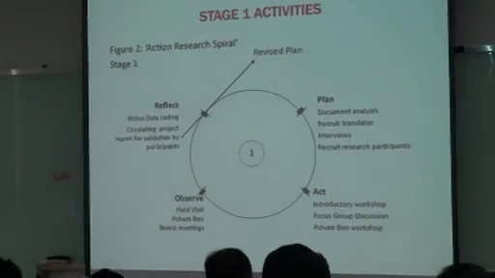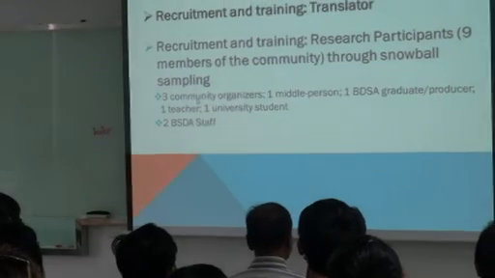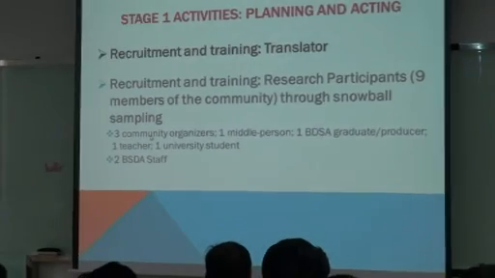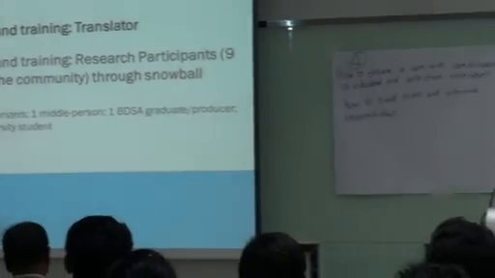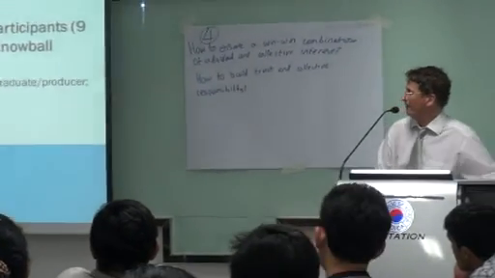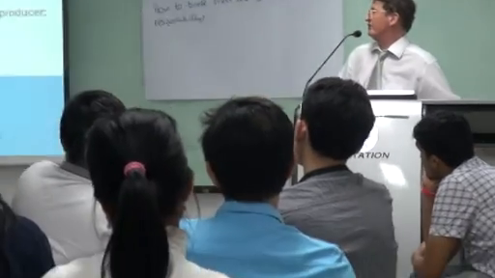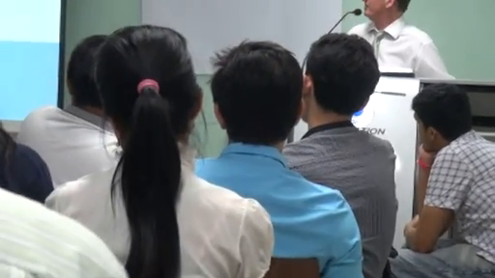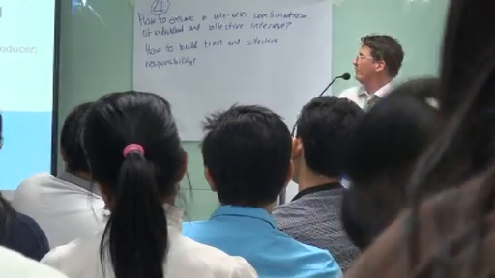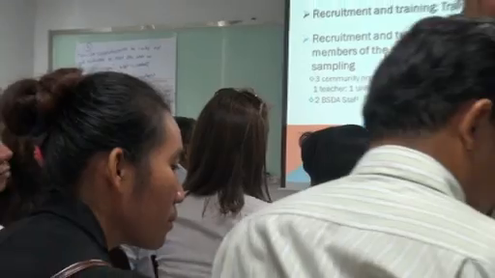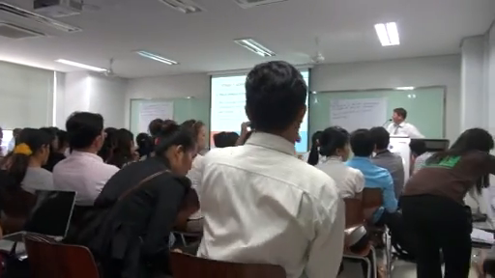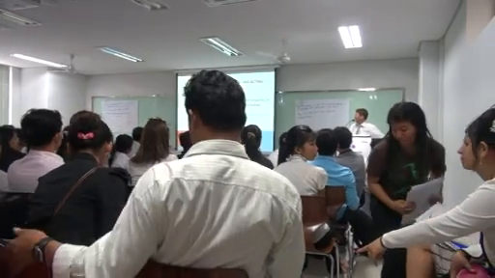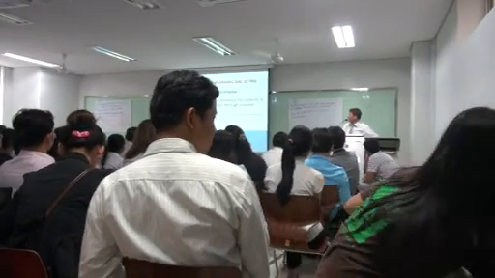In the research activities, then, as I told you already, I began by recruiting and training a translator who became my research assistant. And then I recruited 9 research participants, and these are 3 community organizers: a village chief, a deputy chief, a community committee member, a middle woman seller, should I say, and one person who has graduated from the Buddhism for Social Development vocational training and now has started a restaurant, and a teacher, and actually 2 university students have joined.